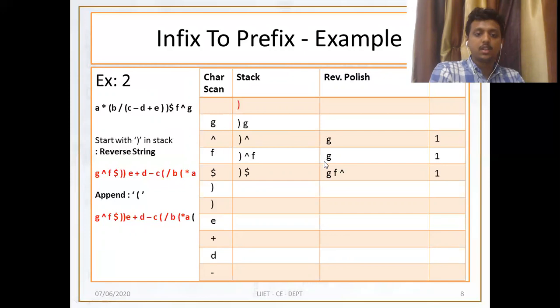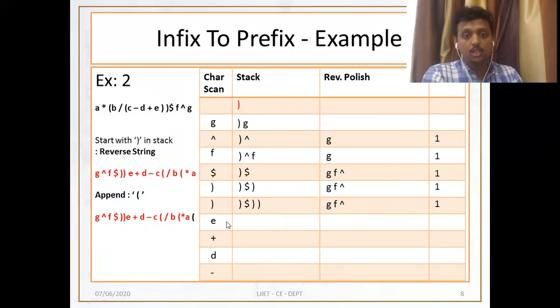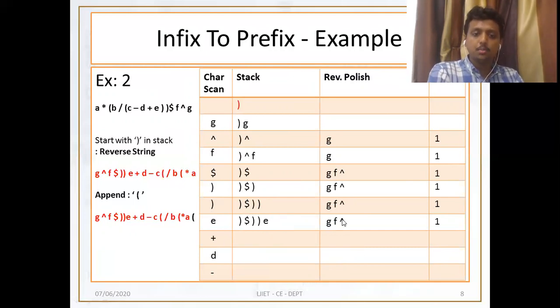Total is 1. Again closing, push it. Again closing, push it. This is the closing bracket, so we need to just push inside the stack. Again closing bracket, push inside the stack. The remaining things are as it is. Now E. For E, push E. Plus: popped out E, push plus.